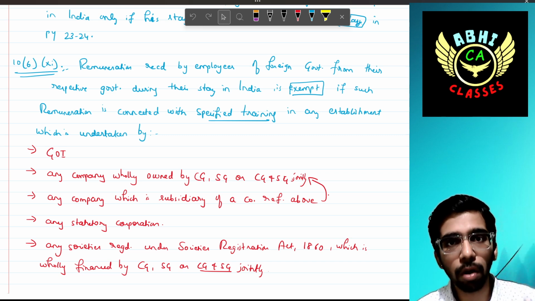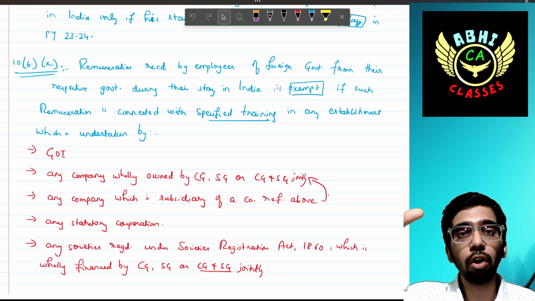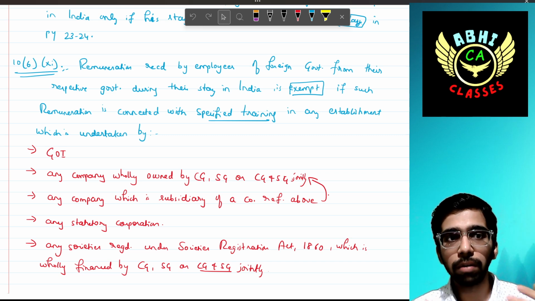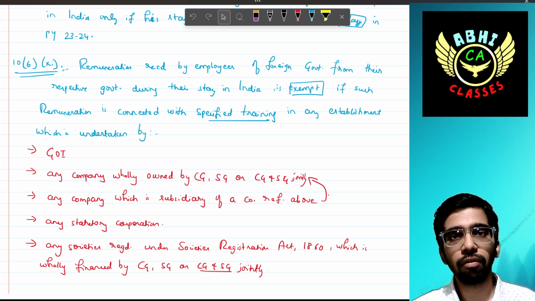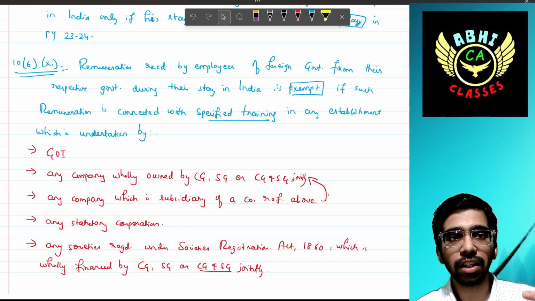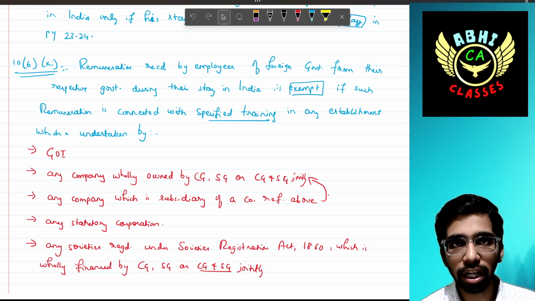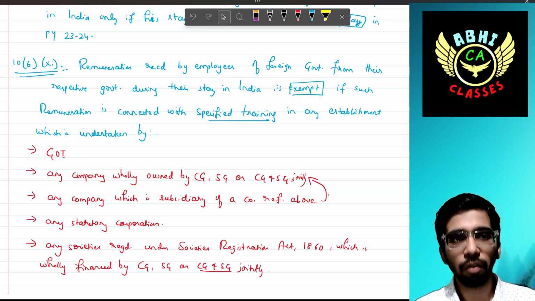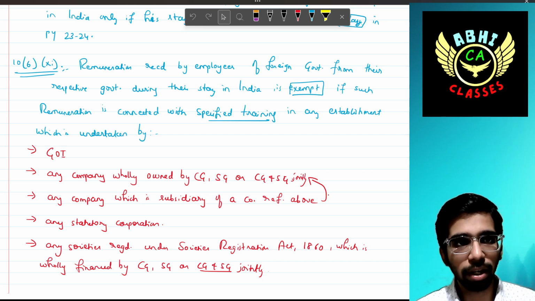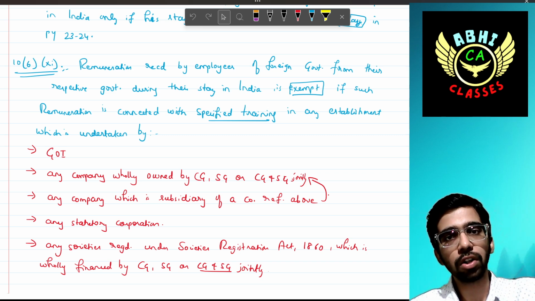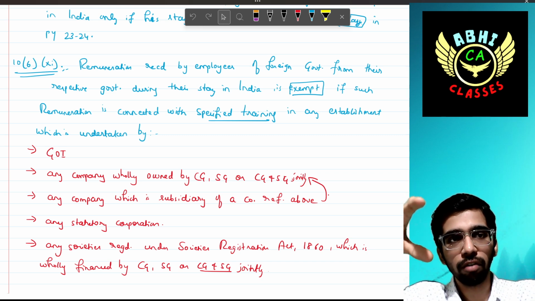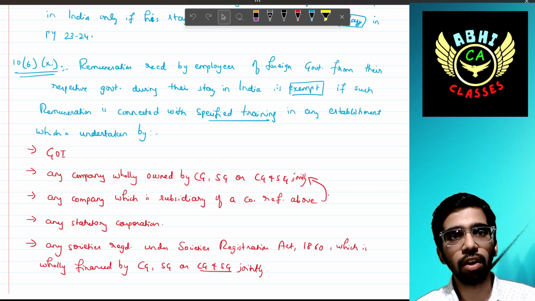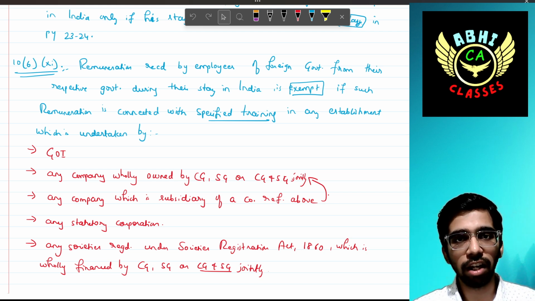Remuneration received by employees of a foreign government from their respective government during their stay in India, with respect to some specified training undertaken by the Government of India. I will once again explain. Remuneration received by employees of a foreign government from their respective government during their stay in India is exempt.